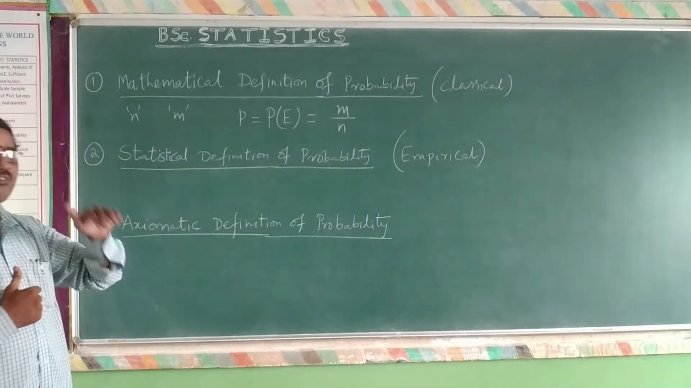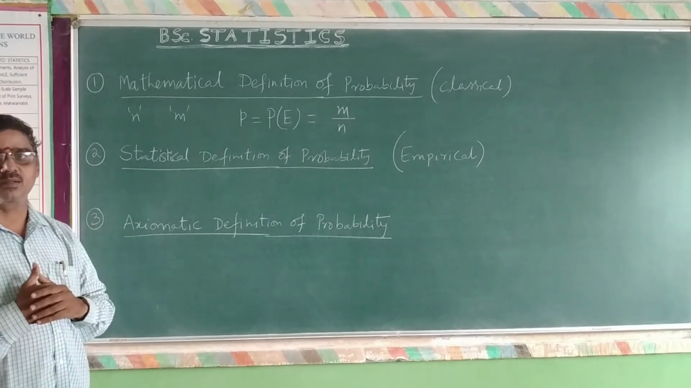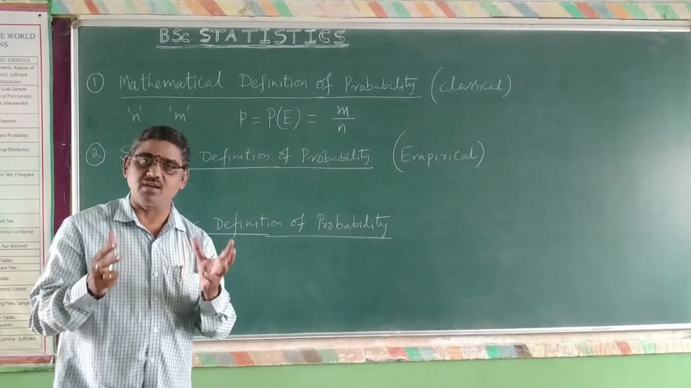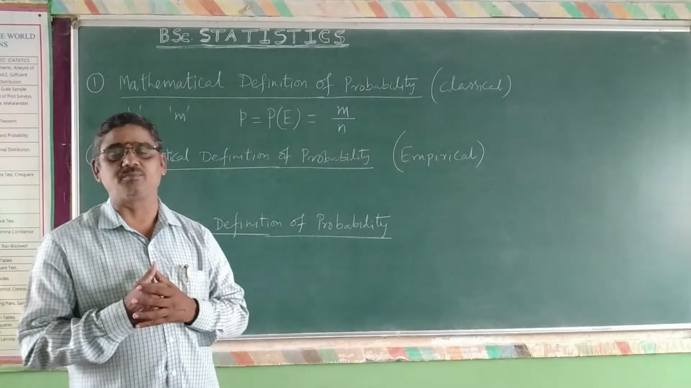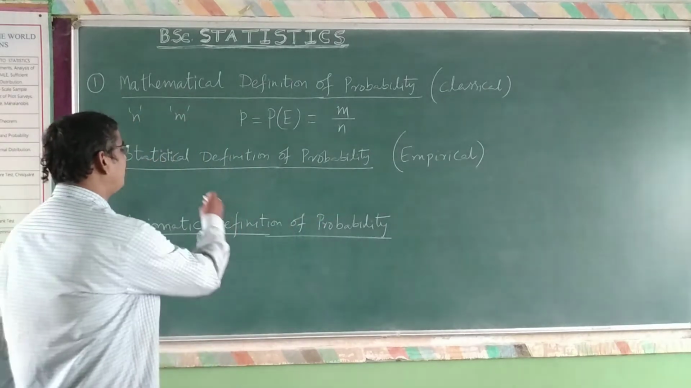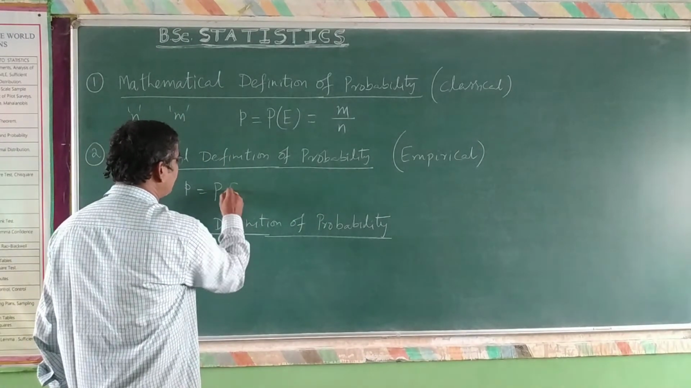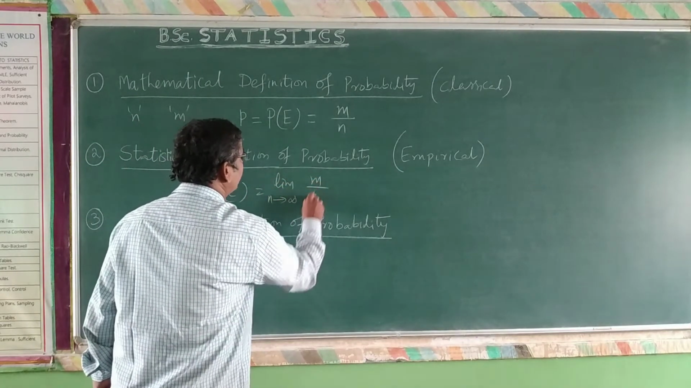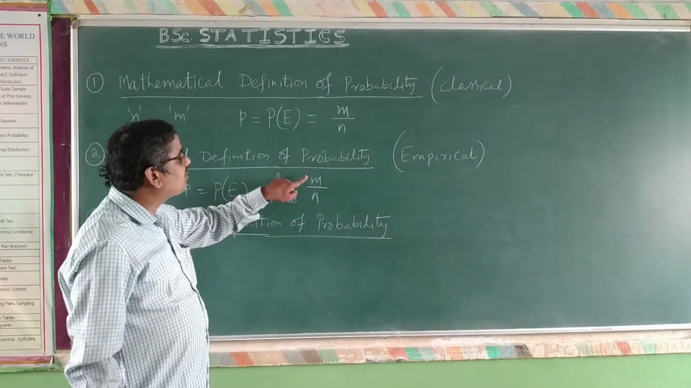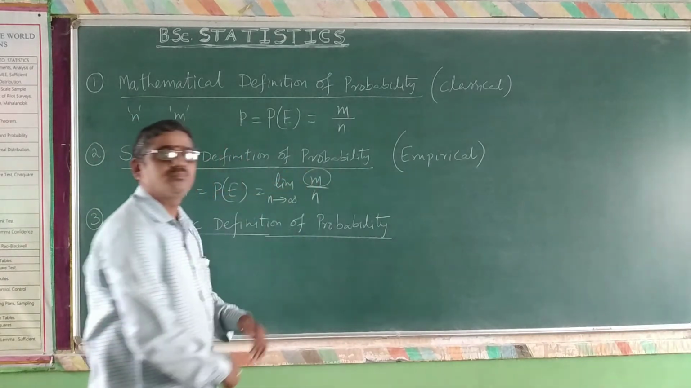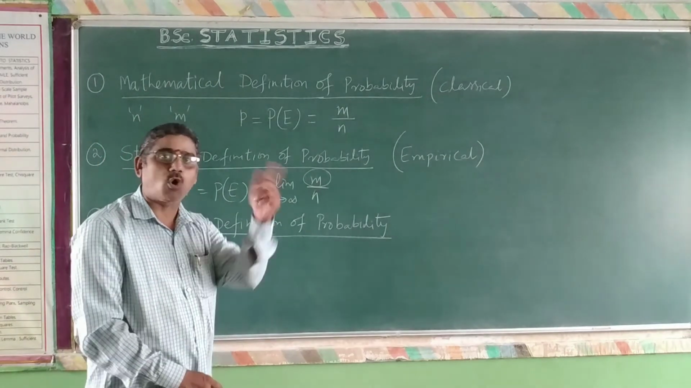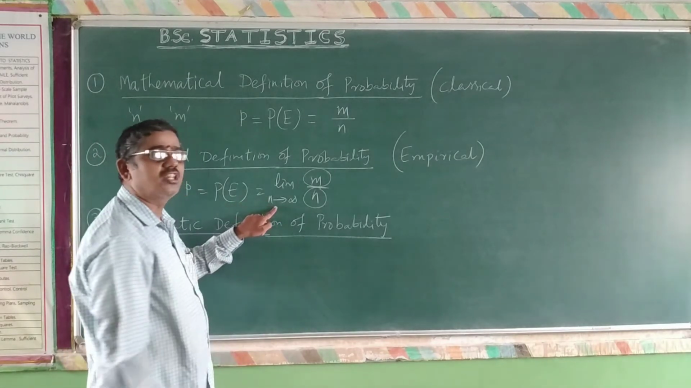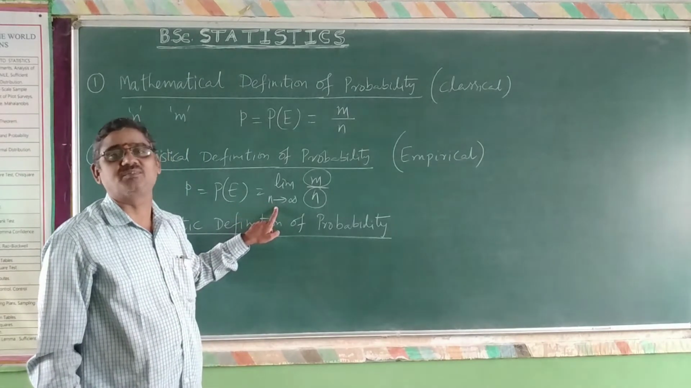Then what is the definition? As per the definition, whatever random experiment you consider under essentially homogeneous, similar, identical conditions, the limiting value is considered. The probability of E is defined as the limit as n tends to infinity of m by n. That is the limiting value of the number of times the event happens, m, to the total number of trials, n, as n becomes large, that is, n tends to infinity.